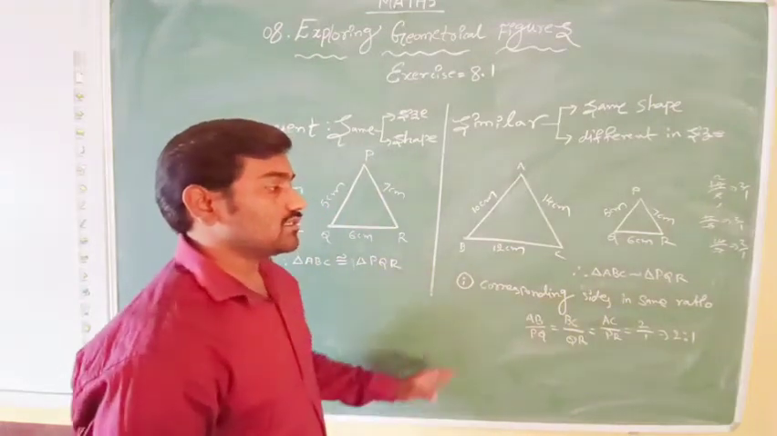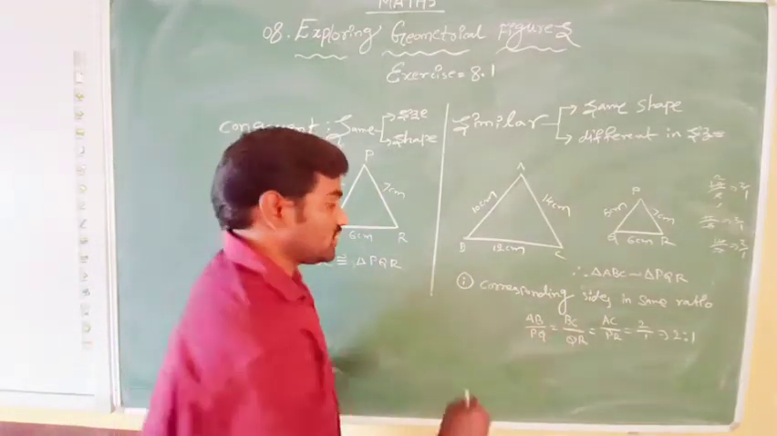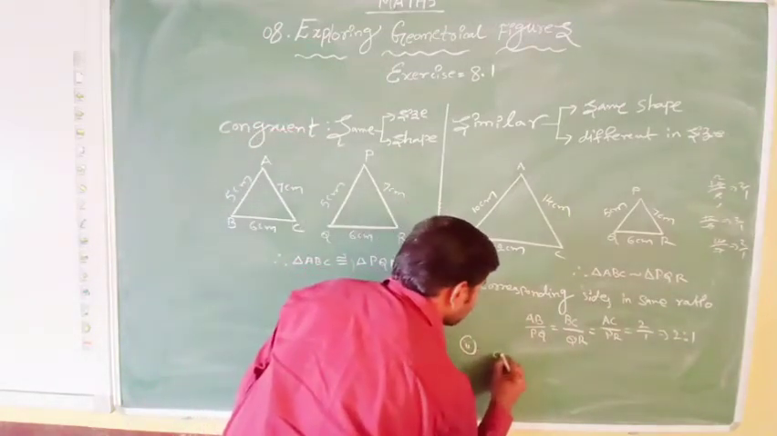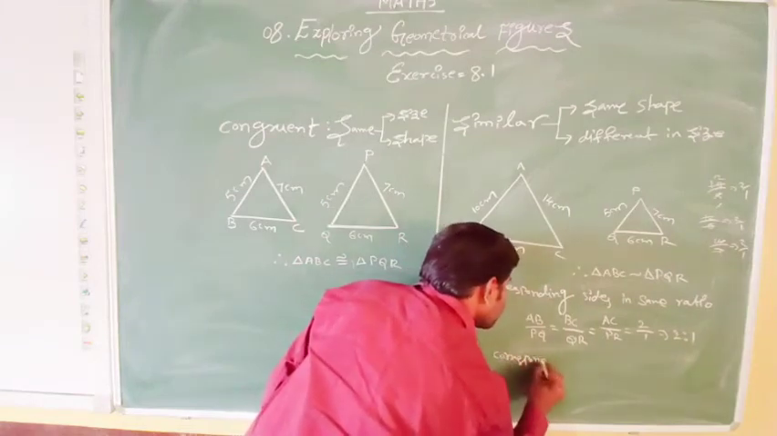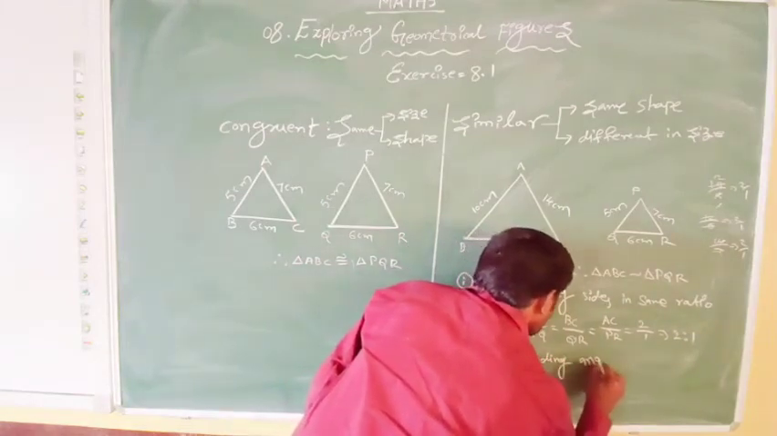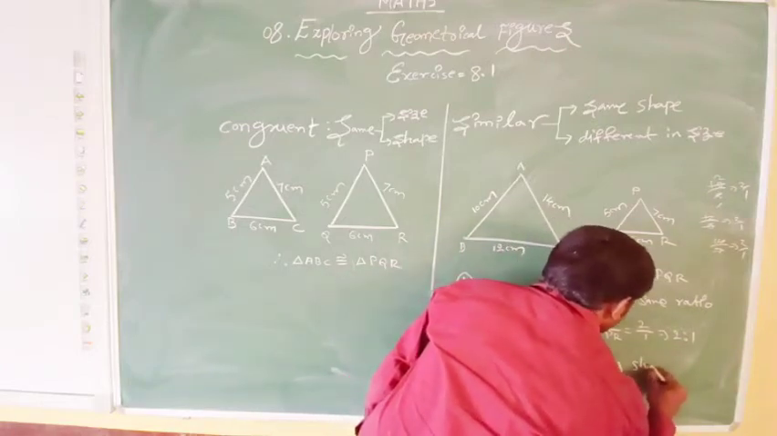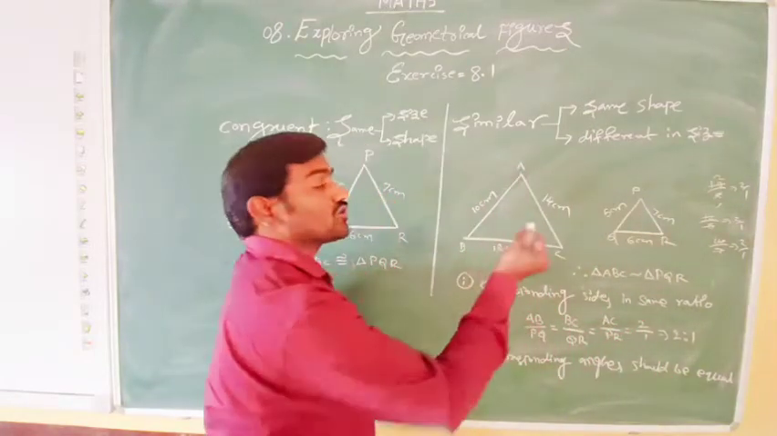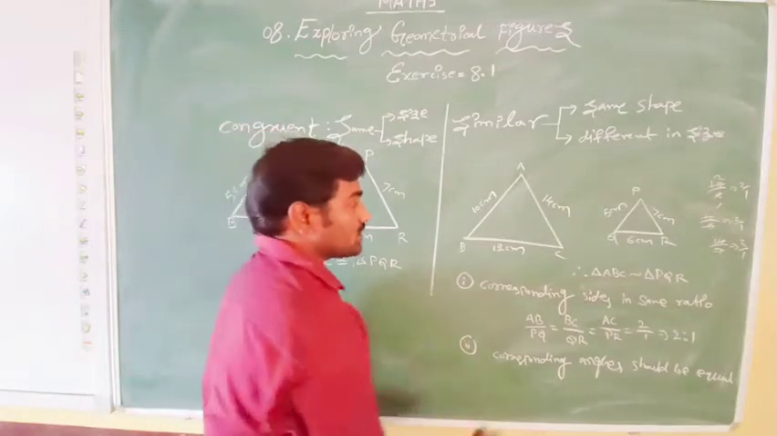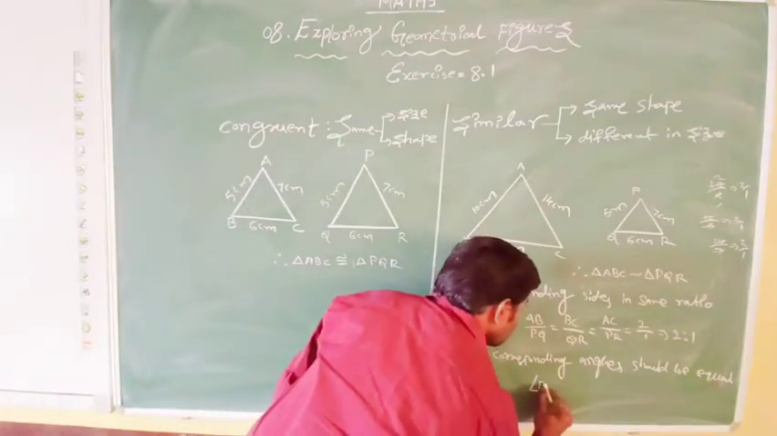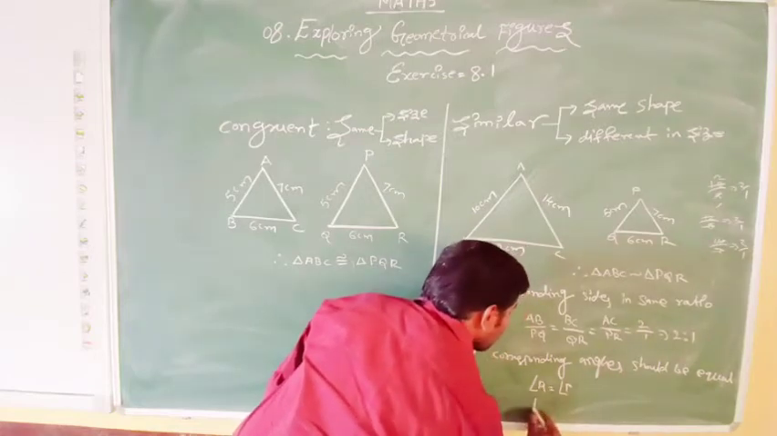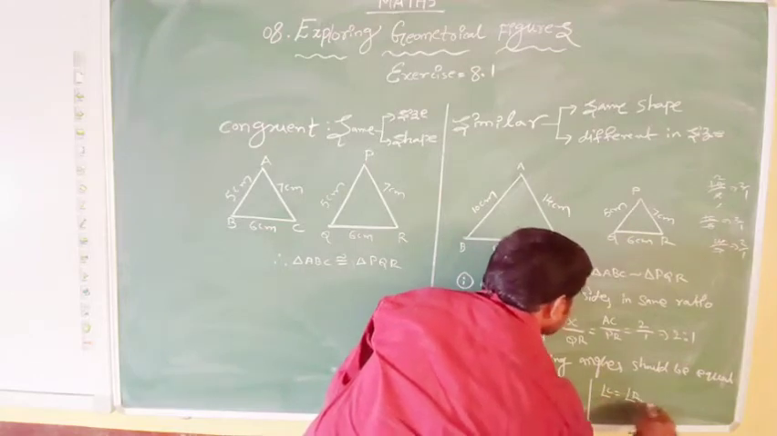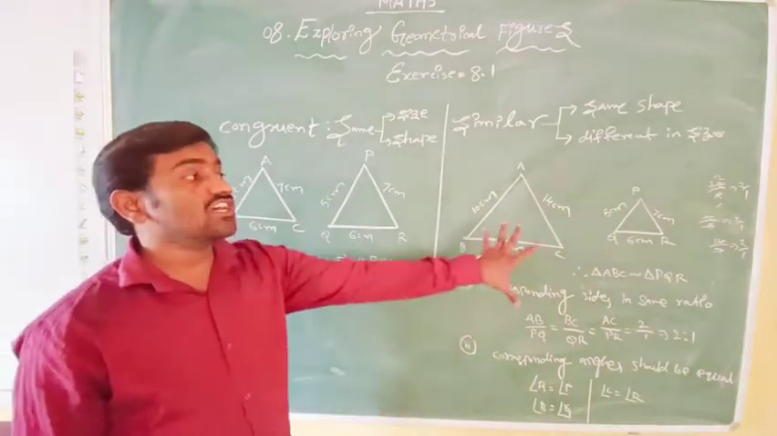Their corresponding sides should be in the same ratio, and the second condition is that the corresponding angles should be equal. Then only we can say two triangles are similar. That means if angle A is equal to angle P, angle B is equal to angle Q and angle C is equal to angle R, then these two triangles are similar.